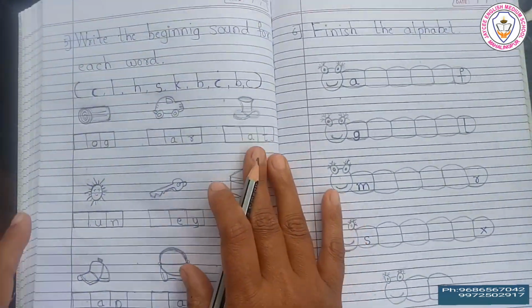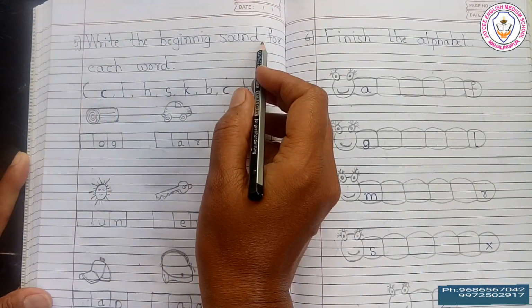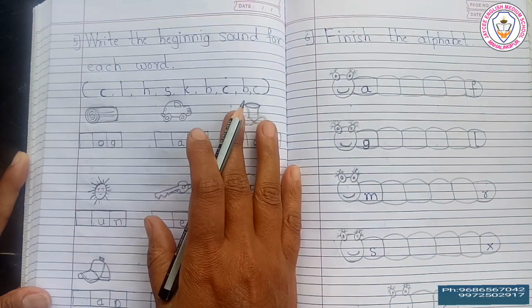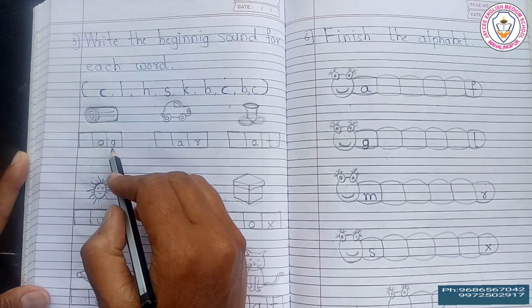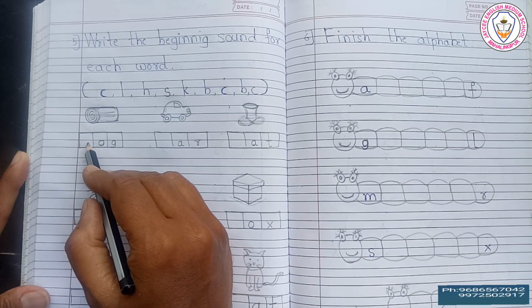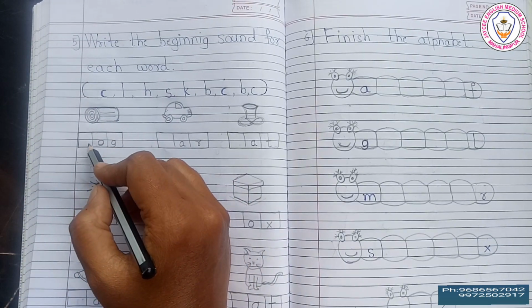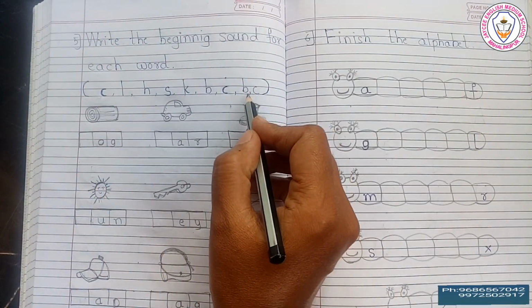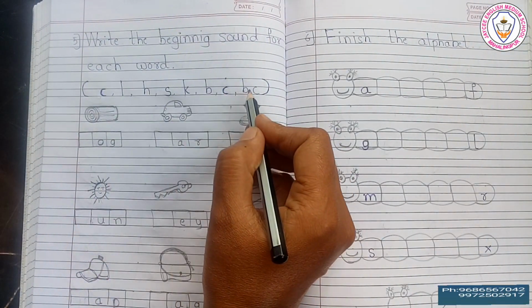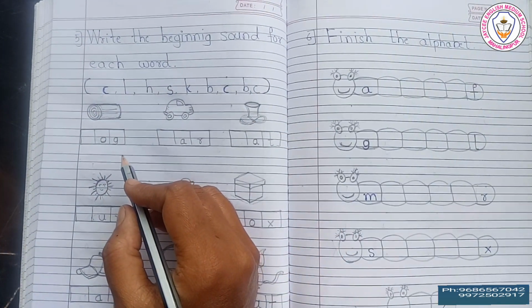Let us see our next activity, children. Here you have to write the beginning sound for each word. See the picture given here children, and their spelling also given. But the beginning letter is missing there. So you should write the beginning sound of the spelling. Here I have given the first letters of all spellings here. You should find it and write it in the box.